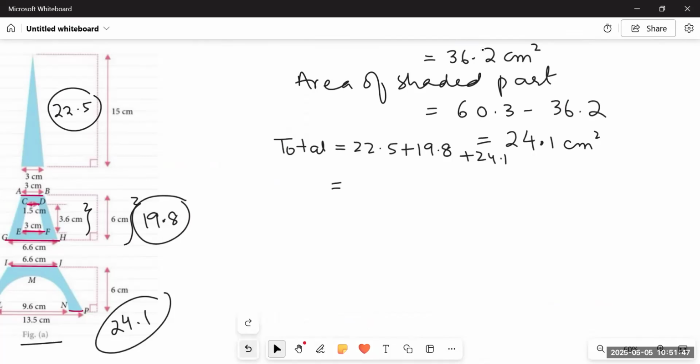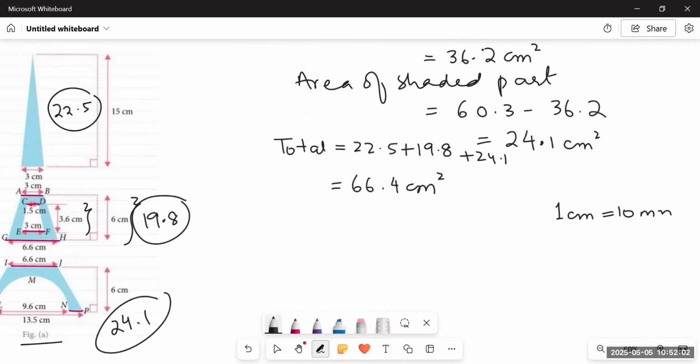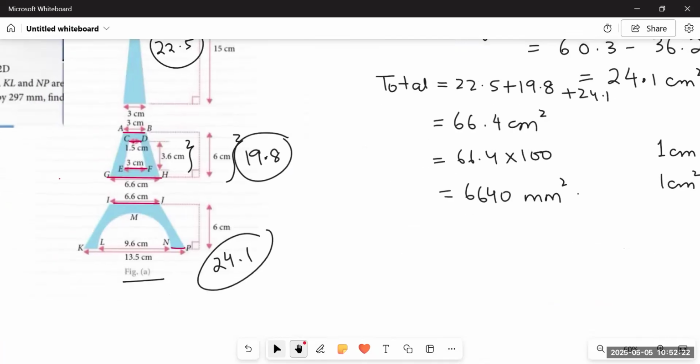This is the total area, but this area is in centimeter squares. And we have to convert it to millimeters. So we know 1 centimeter is equal to 10 millimeters. So 1 centimeter square is equal to 100 millimeters square. So the area in millimeter square would be 66.4 multiplied by 100. That is 6,640 millimeters square. Why are we doing that? Because we are provided with the dimensions of the paper in millimeters.